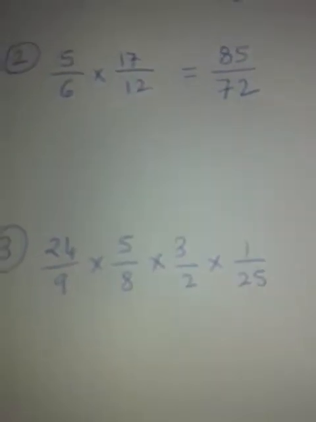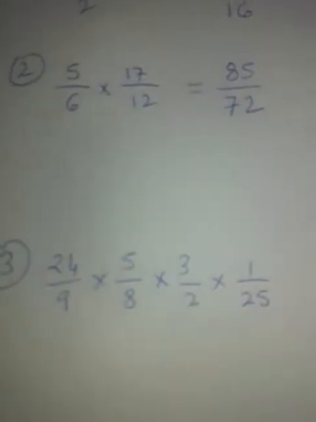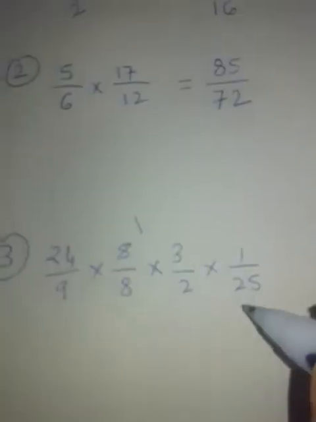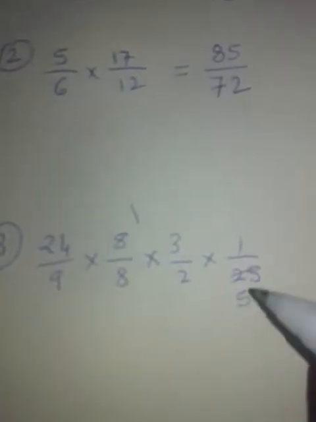Let's see one more example. Here I have taken 4 fractions. How do we reduce them? 5 and 25, we immediately see that. We immediately notice it. 5 ones are 5, 5 fives are 25.